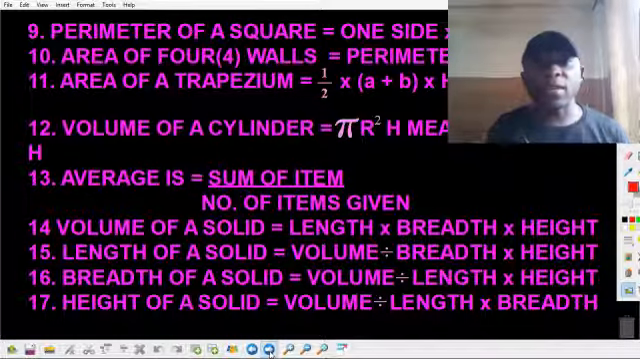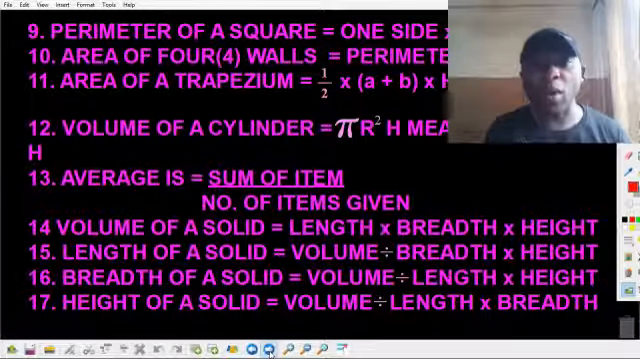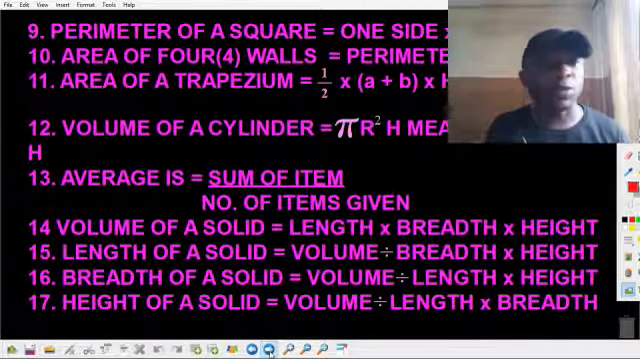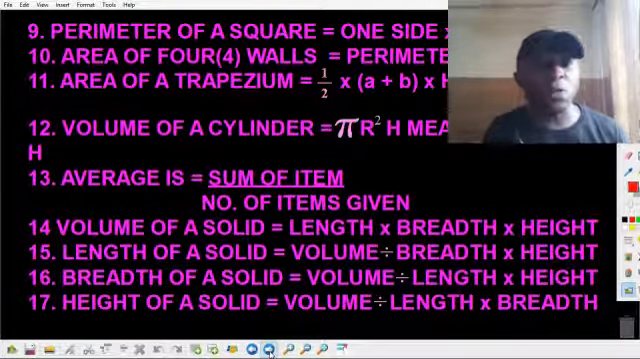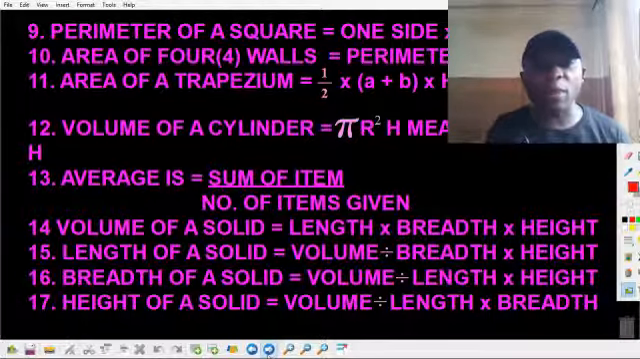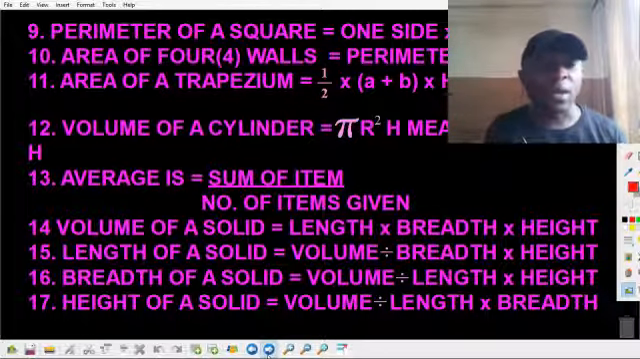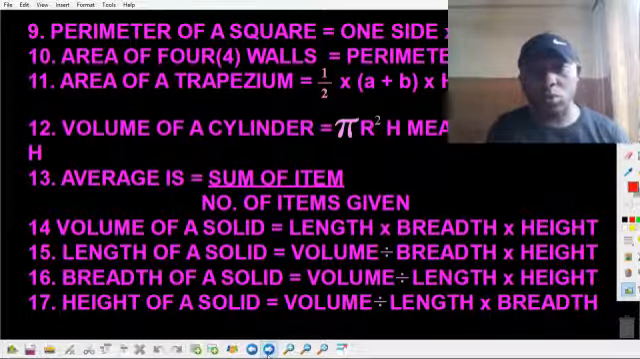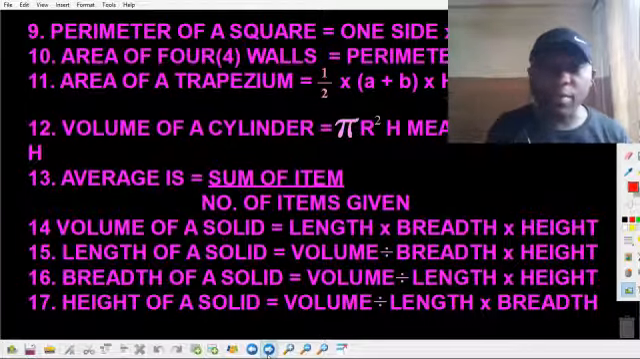Now volume of a cylinder is equal to pi r square h, meaning 22/7 times r square multiplied by h. Now for average, we say sum of items divided by number of items given. Now volume of a solid is equal to length times breadth times height.